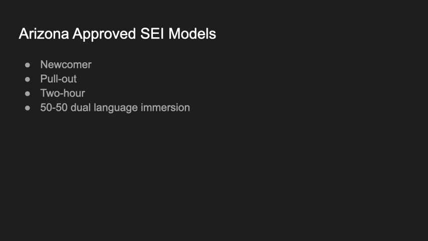2 hours required for students who know English well, and 1 content area will be made for each other. The 50-50 dual language immersion is when a student spends half the day learning English and the other half in core subjects. Parents have to sign a waiver before the student can participate in 50-50 dual language immersion.